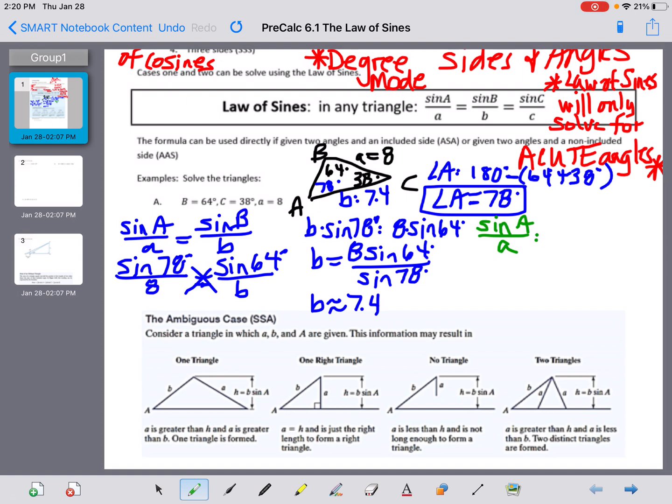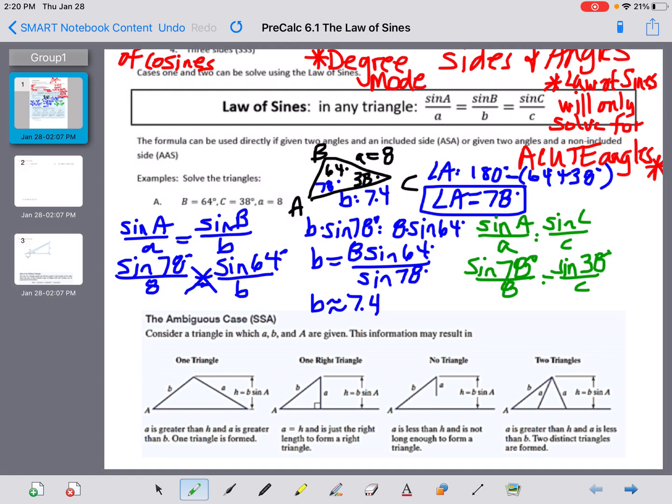Now, that doesn't mean you always can avoid the numbers you solve for, but when you can, I do. This time I'm doing sine C over C. So in for A, once again, I'm plugging in 78 degrees. For little a, I'm plugging in 8. For big angle C, I know it is 38. And I'm looking for little c.